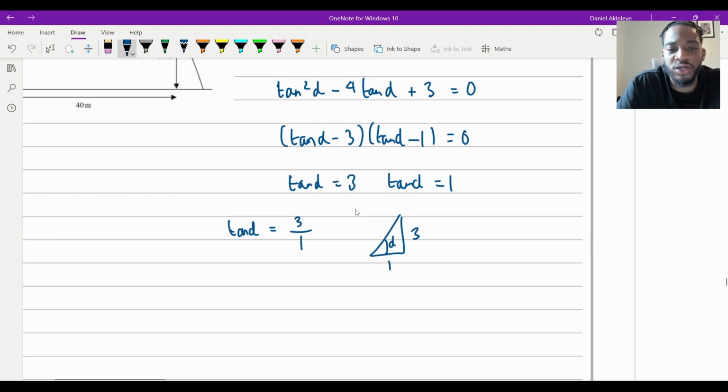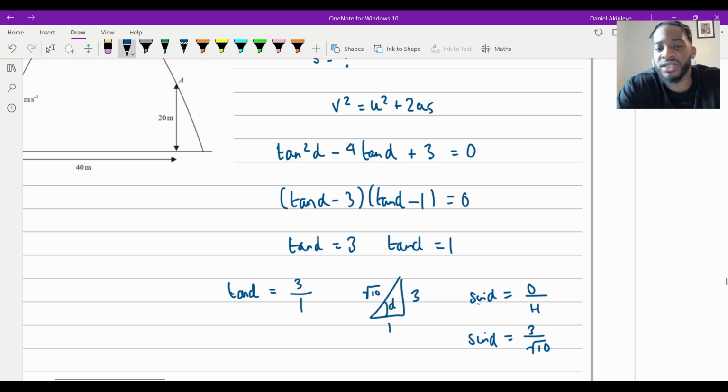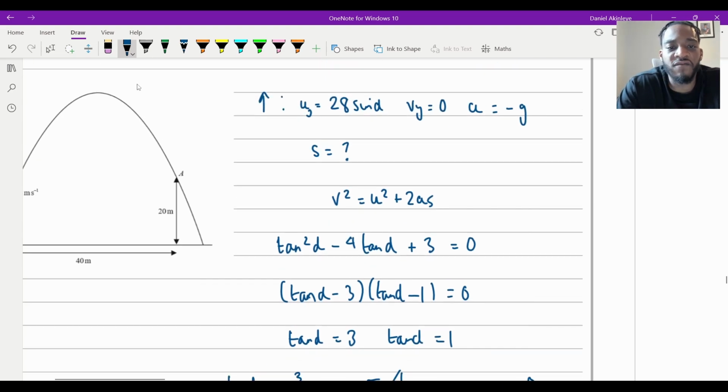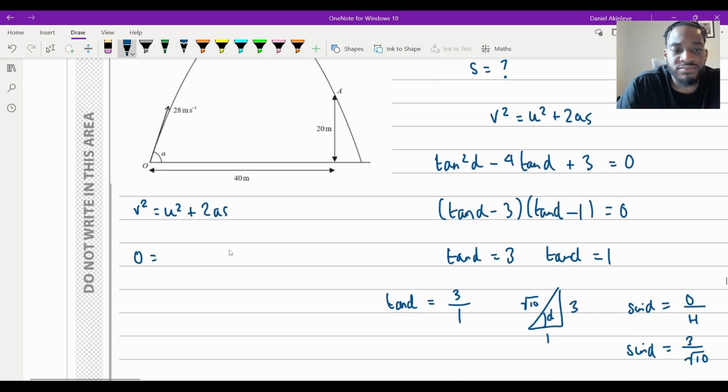Now that I've got the hypotenuse, I could use SOHCAHTOA just to figure out an expression for sine alpha and then plug that in instead. We know that sine alpha is the opposite over the hypotenuse. So therefore sine alpha is equal to 3 over root 10. Now, we don't need to figure out what alpha is, because remember, u_y is just 28 sine alpha, and we know that that's 3 over root 10. So you could do it like this. So what I'm going to do now is use this formula here. I'll continue on the left. So we have v squared is equal to u squared plus 2as. And we know that v is 0. We know that u is going to be 28 sine alpha. So I'm going to write 28, and then sine alpha we know is 3 over root 10.